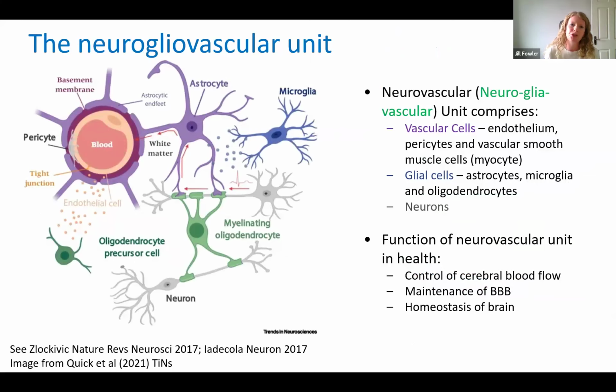But then the concept of the neurovascular unit or the neurogliovascular unit came into play to emphasize this unique relationship, structural and functional, that there is between the brain cells and the cerebral vasculature, as well as the glial cells. So all the cells in the neurogliovascular unit signal to one another as part of their normal function to provide normal homeostasis to the brain and therefore normal function of the brain. So for example, they signal to one another to control cerebral blood flow, maintain the blood-brain barrier, provide trophic support to brain cells.